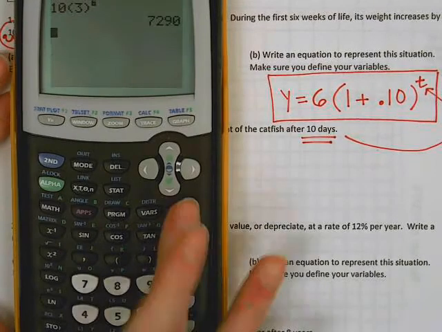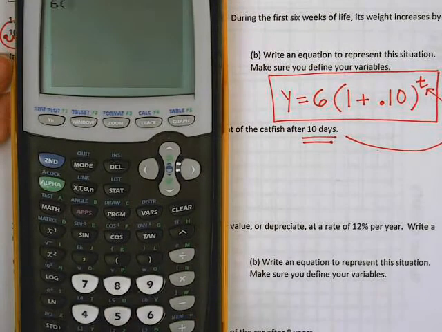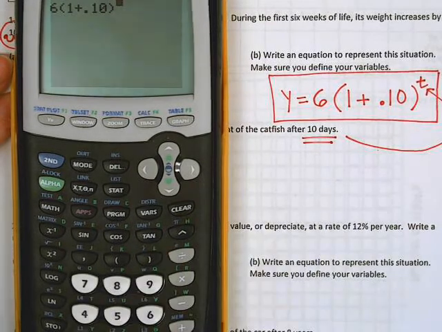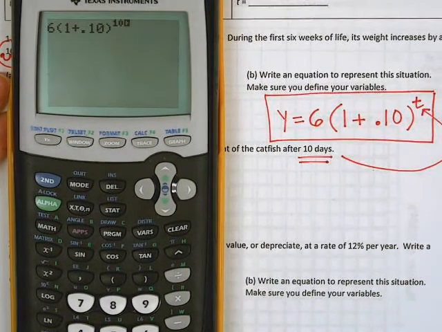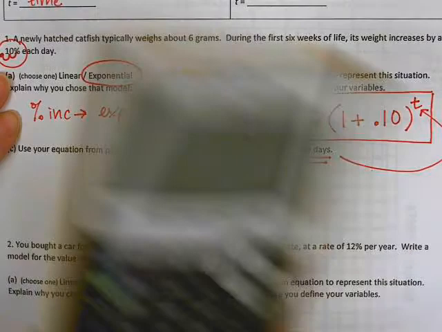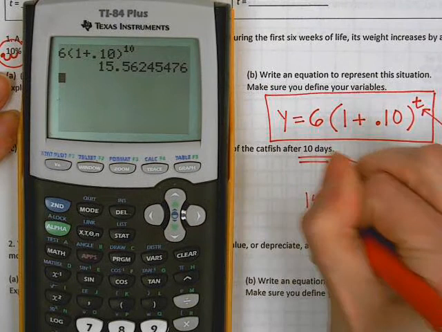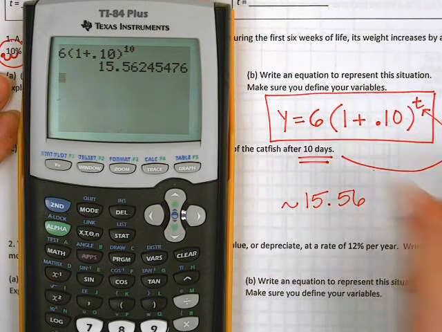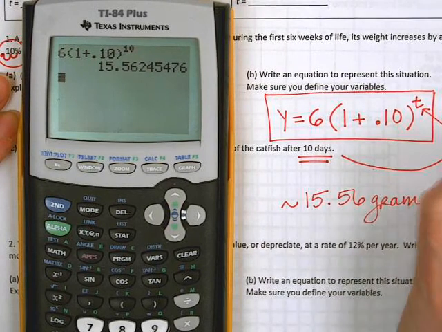All right, so if we do that, it's 6 parenthesis, 1 plus 0.10 parenthesis, caret 10, because 10 days have passed. And you guys should get, let's round to the nearest hundredth, 15.56, so we'll say about 15.56. I think this is in grams.